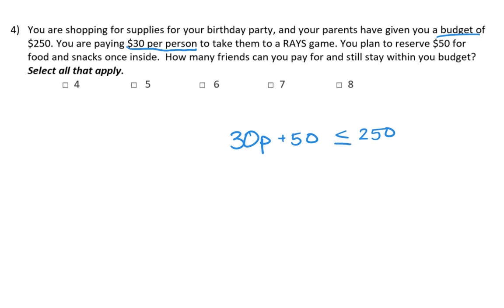So here's a great inequality. And I knew to include the P because this said $30 per person. So that P represents the amount of people, since I'm not sure how many people I'm going to bring. So I use that variable P to represent that. So it says, how many friends can I pay for and still stay within my budget? So all we have to do is solve this inequality. Let's get all our constants on one side.